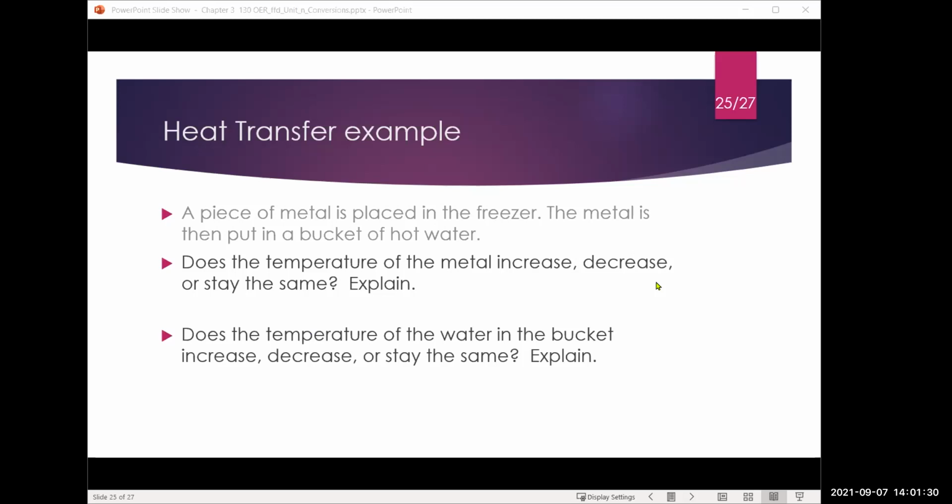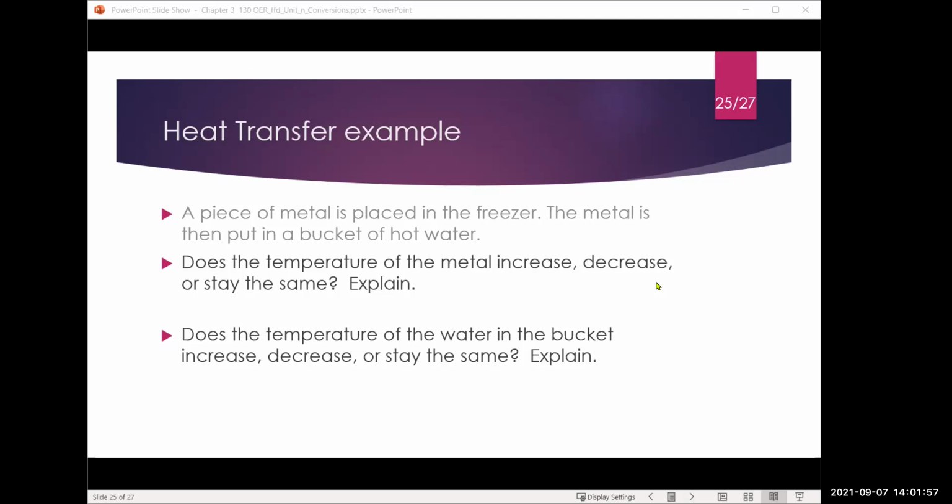Where's the energy go? From high to low, right? Who's got the high energy? The bucket of hot water. Who's got the low energy? The metal. So heat goes from the hot water to the cold metal. Eventually, that temperature is going to equate. So the metal temperature goes up. That means that the hot water temperature goes down.